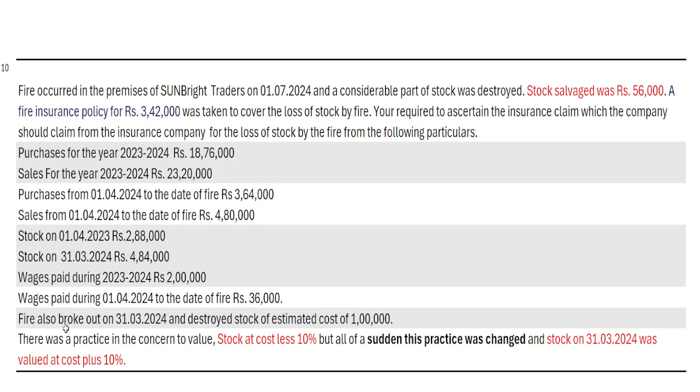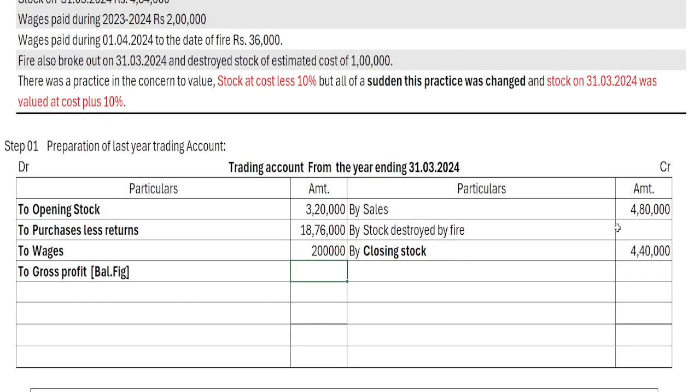And fire also broke out on 31st March 2024 and destroyed stock of estimated cost 1 lakh, which has to be credited. Why is it credited? It is not sold, it is destroyed by the fire.